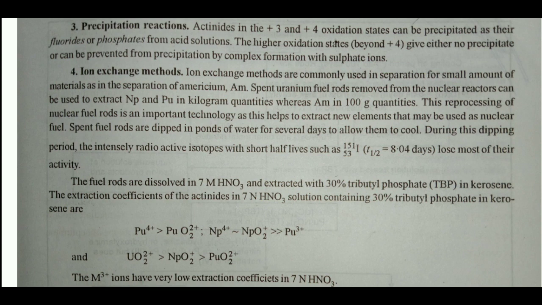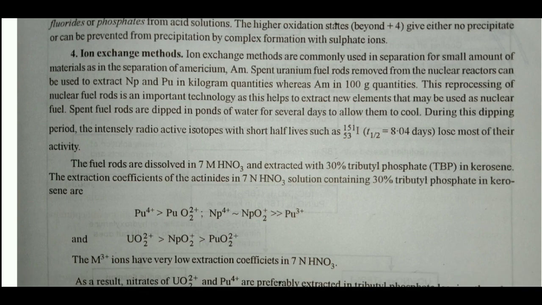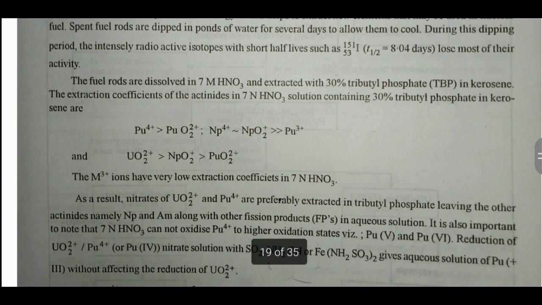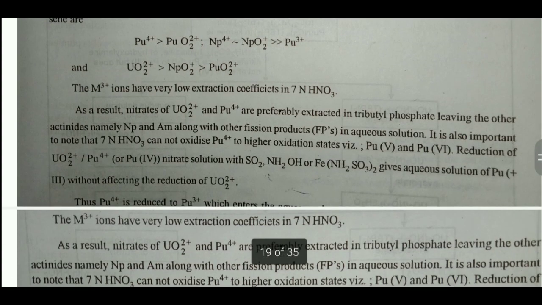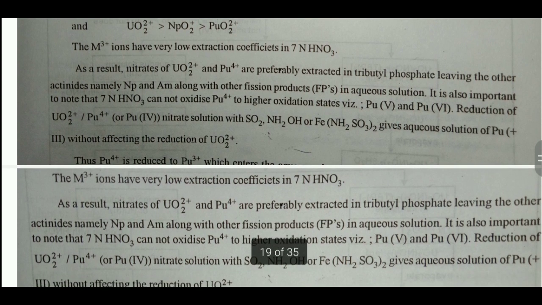During this dipping period, the intensively radioactive isotopes with short half-lives such as I-131 lose most of their activity. The fuel rods are dissolved in 7M HNO3 and extracted with 30% tributyl phosphate in kerosene. The extraction coefficients of the actinides in 7N HNO3 solution containing 30% tributyl phosphate in kerosene are: the M3+ ions have very low extraction coefficient in 7N HNO3.